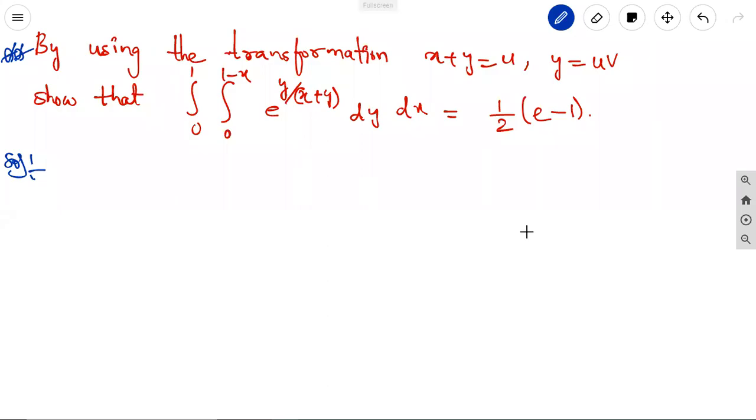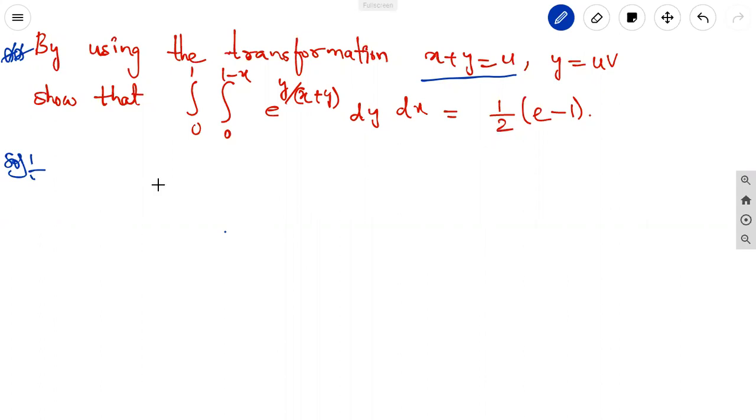Let us discuss a problem on the double integration. Here, by using the transformation x plus y equal to u, y equal to uv, show that integral 0 to 1, integral 0 to 1 minus x, e power y by x plus y dy dx equal to 1 by 2 into e minus 1.